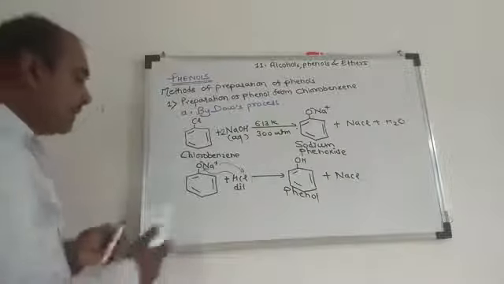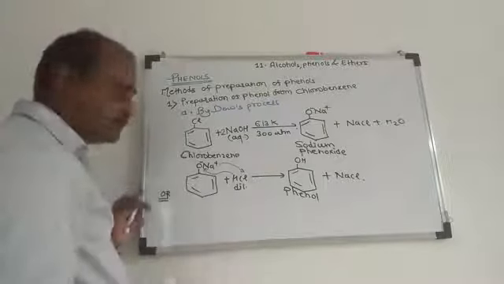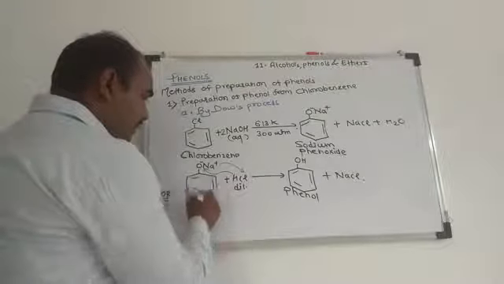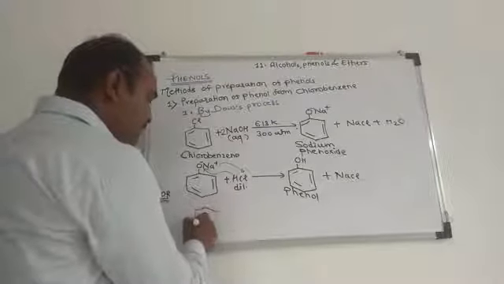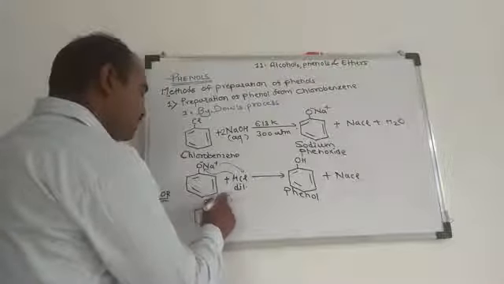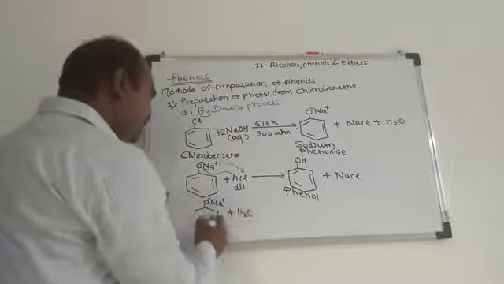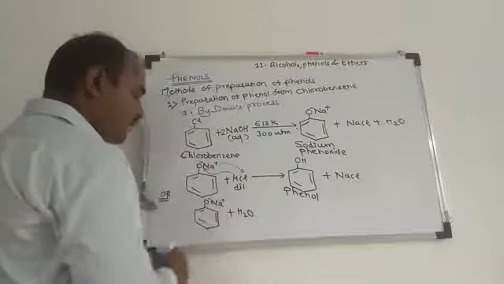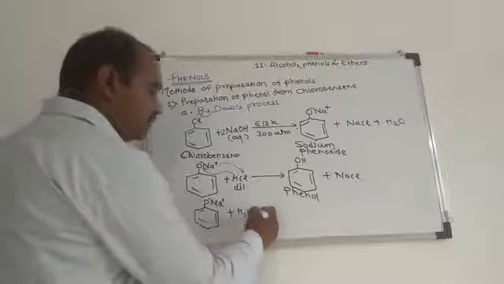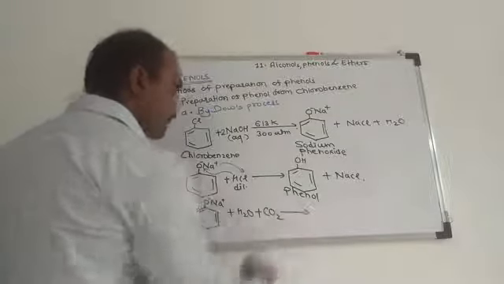Now an alternate method is also there. What do we have to do in the alternate method? We are going to prepare an aqueous solution of this sodium phenoxide. So I am just writing H2O here. In this aqueous solution of sodium phenoxide we have to pass carbon dioxide.